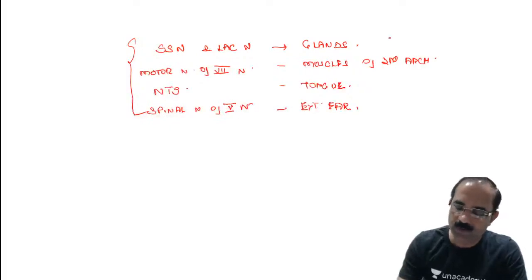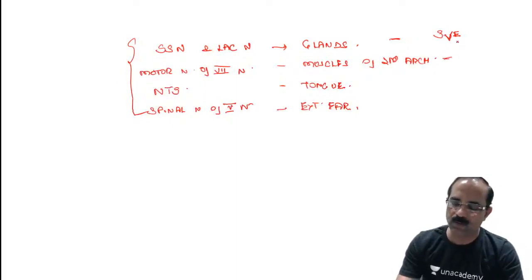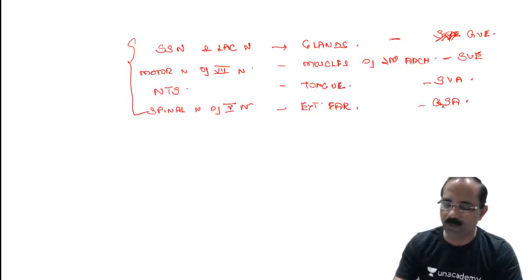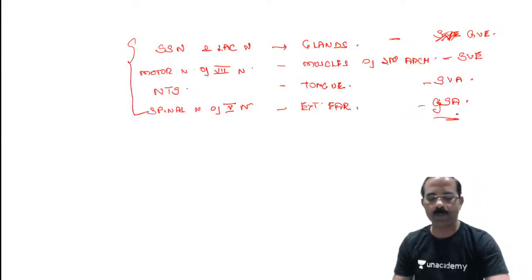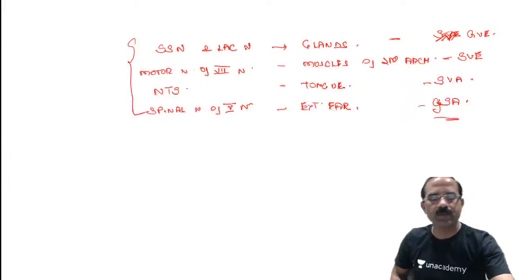What is this component which is going to supply the glands? That's a special visceral efferent component to supply the glands. What is this? Okay, sorry. This would be the special visceral efferent. This would be the general visceral efferent component. This will be the special visceral afferent, and this will be the general somatic afferent component. Clear, students? Any doubts in this? You can ask me. If you have any doubt, ask.